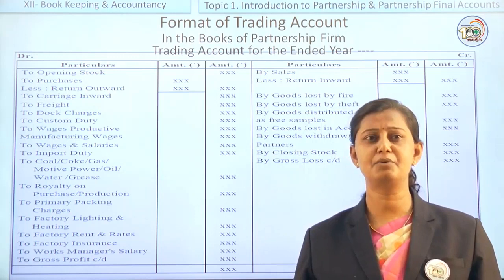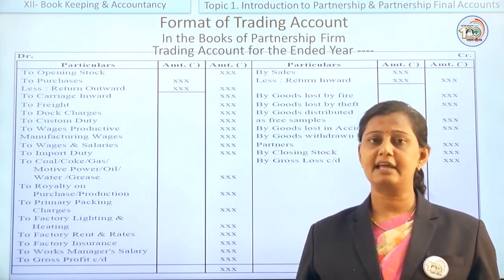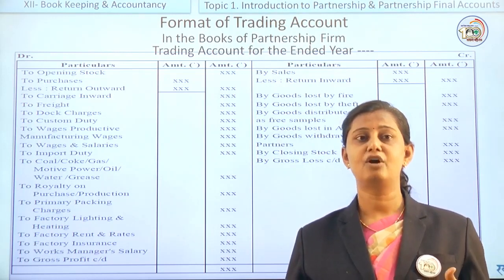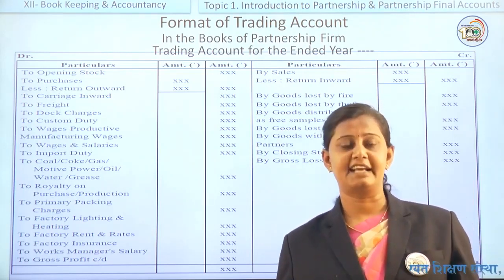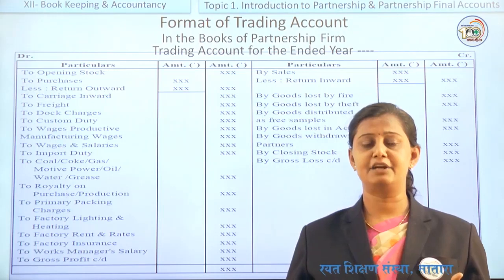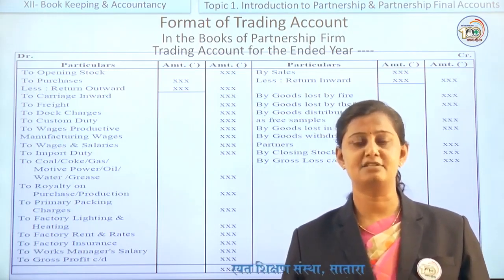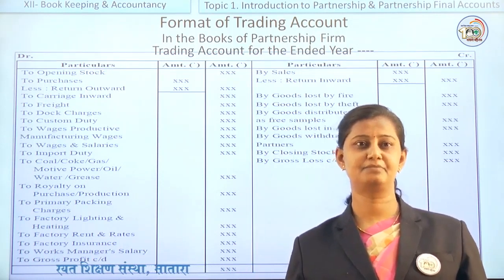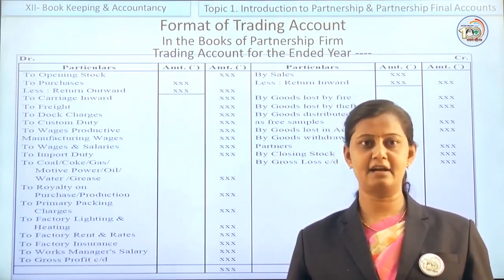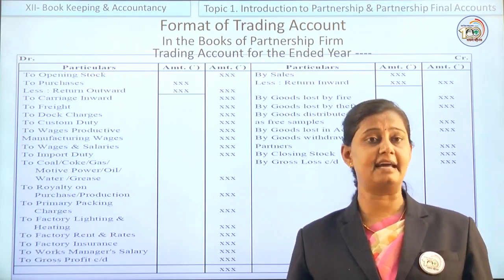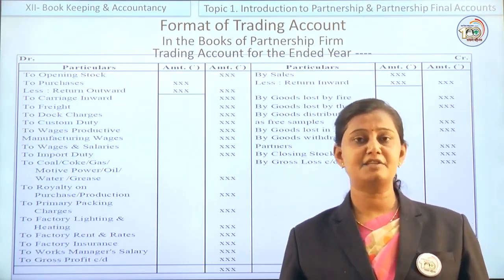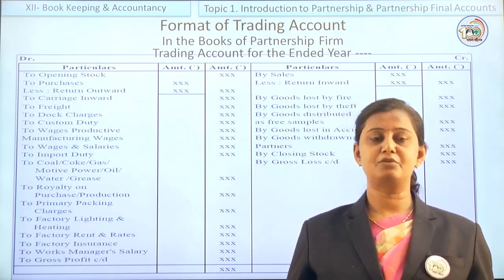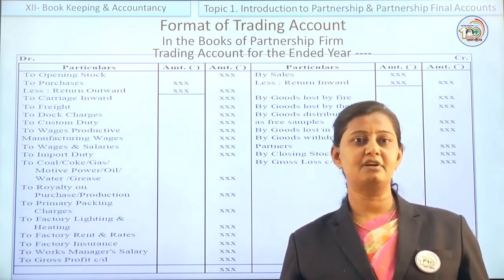Next item is carriage inward. Carriage inward, carriage on purchases, all are direct expenses, all are related to transport expenses. So it is debited to the debit side of trading account. Dock charges are recorded on the debit side of trading account. It is considered a direct expense. Direct expenses means those expenses which are related to the production or purchases of the goods.